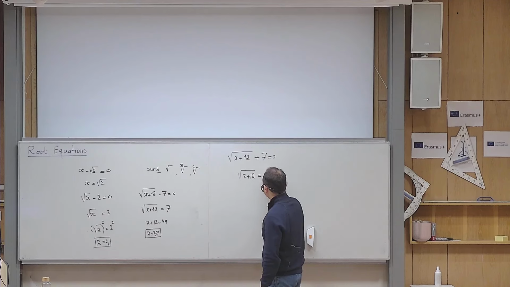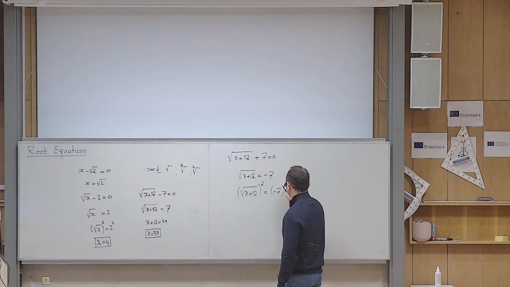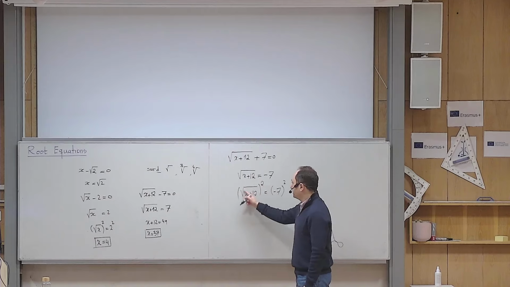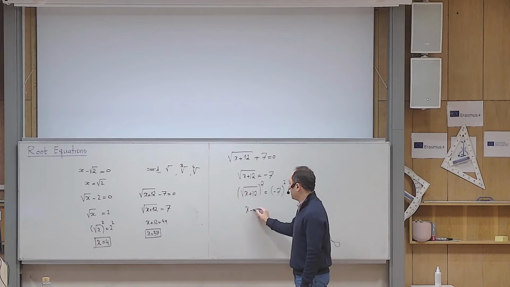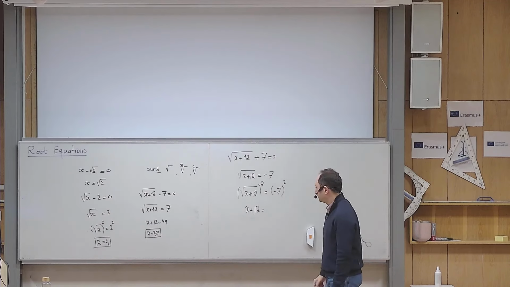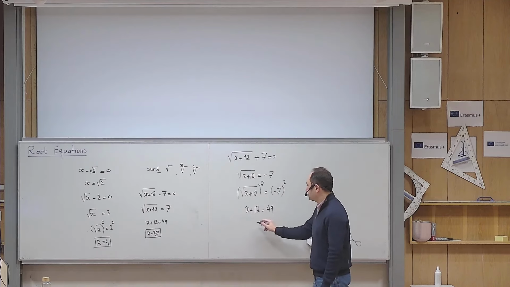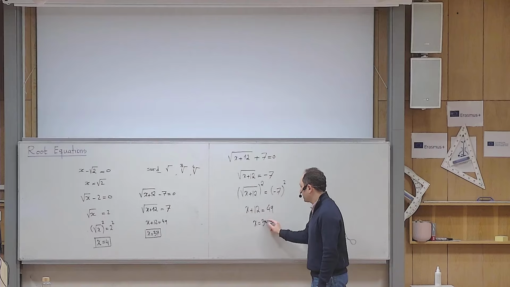It becomes minus 7. I raise both sides to power 2. Let us this time do it in 2 steps so that you can feel I'm not cheating. And then this power of 2 will help me to get rid of this, so it becomes x plus 12. But what happens to minus 7 to power 2? It becomes 49 again. And then when I move this to the other side, it becomes 37 again.